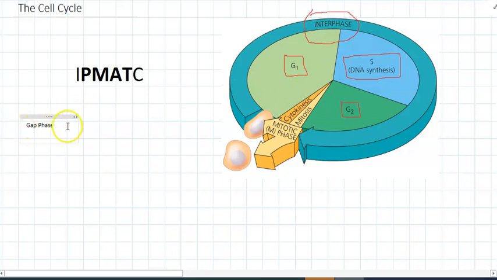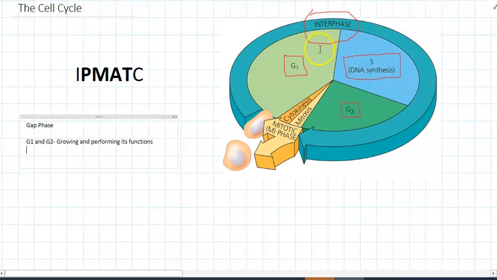So there's two gap phases. In the first one, or the G1 phase, the cell is probably growing because it had just divided. And it's performing all its functions, like I said before. All right, and exactly the same thing happens in the G2 phase. But there's this S phase in between.